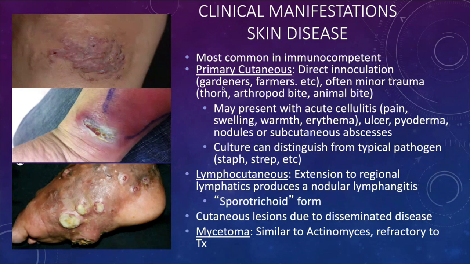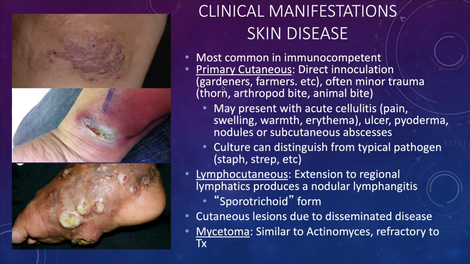Now, how about skin disease? Well, this can be pretty diverse as well. Primary cutaneous nocardia can present as an acute cellulitis with intense redness or erythema mimicking staph or strep disease. Or you can also have a chronic lesion that doesn't get better, like the one on the top left of this slide. You can also see a lymphocutaneous disease. So lymphocutaneous, kind of sporotrichoid type of form of nocardiosis that mimics sporotrichosis or non-tuberculous mycobacterial skin disease.